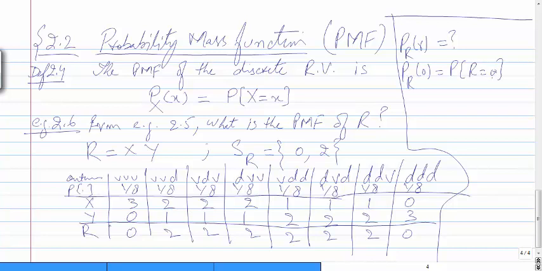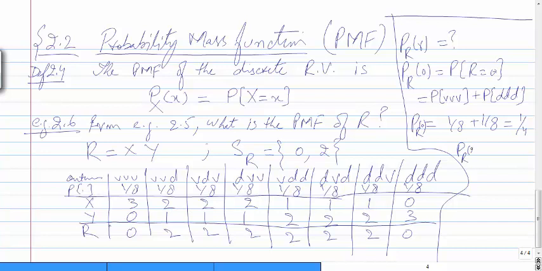Now if you look at the table, for 0 we have two outcomes, VVV and DDD. So this is equal to the probability of 3 V's plus the probability of 3 data points. Now in that case this becomes 1 by 8 plus 1 by 8, that becomes 2 by 8, that is 1 by 4, for R equal to 0.